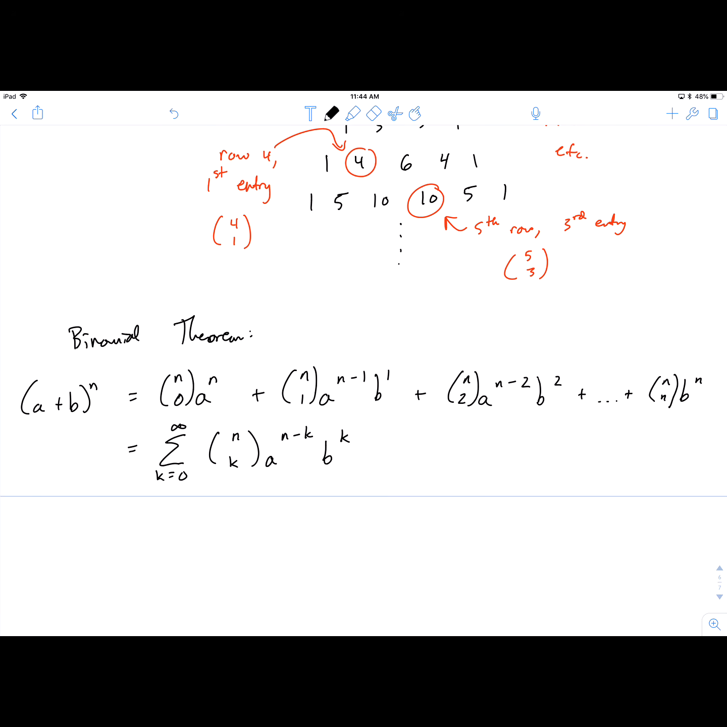And what this series notation says is start with k equals 0, that's your first term right here. Then move k up to 1, that's your next term. Then move k up to 2, and so on, and then add together all of those results. So this second line is just a shorthand way of writing down that first line, the exact same value. So there's the binomial theorem.